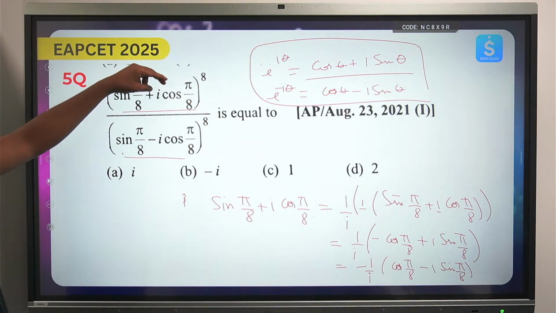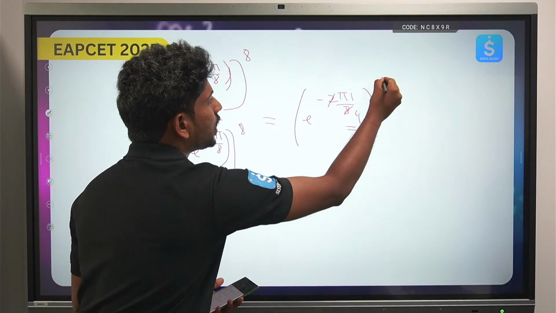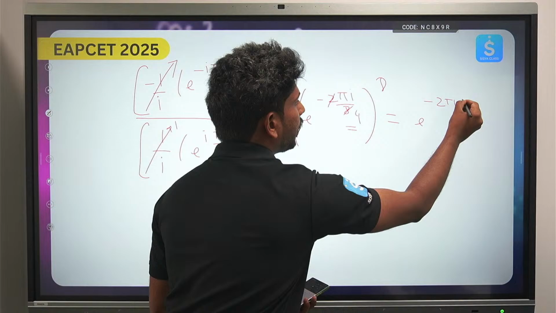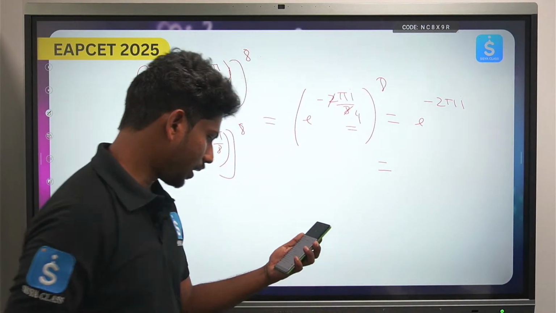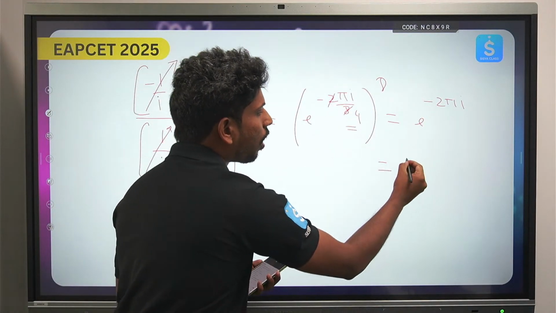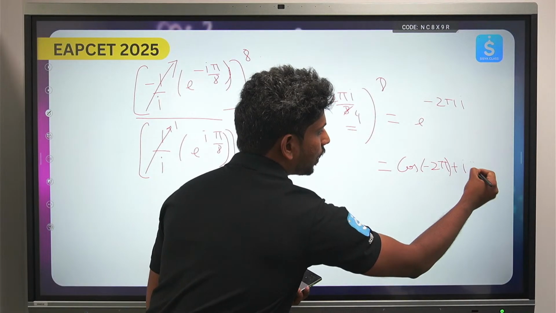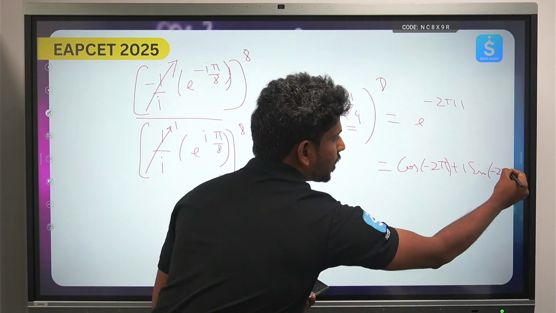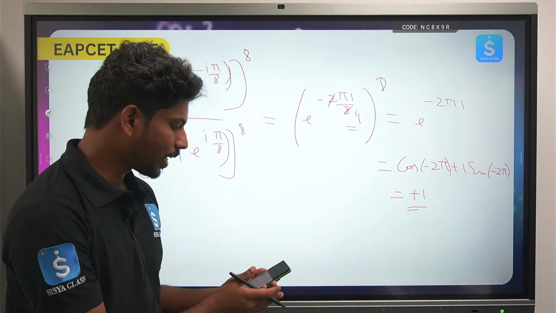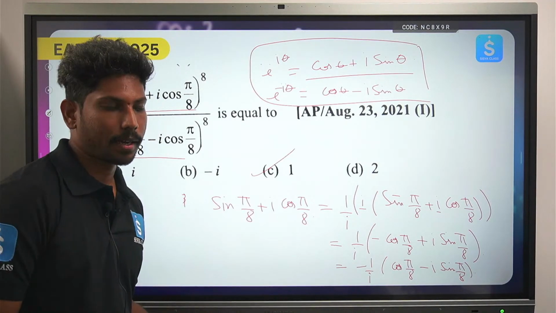Here, what I have done is the whole power is 8, so this will become e power minus 2 pi I. So the answer will be 1 or minus 1. Let's see. Because cos minus 2 pi plus I, minus I sin minus 2 pi. Cos minus 2 pi is 1, sin minus 2 pi is 0. So your answer is correct. Chinna, your answer is 1, that answer is correct, right? It's option C, right? Okay.